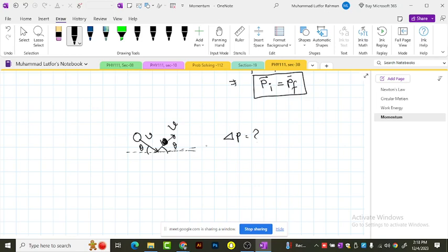What should the momentum be over here? Will it be 0 or will it be different? If it is 0, then the momentum will be conserved. If it is not equal to 0, then the momentum is not going to be conserved, right? Can anyone tell me whether the momentum of this system is going to be conserved or not?